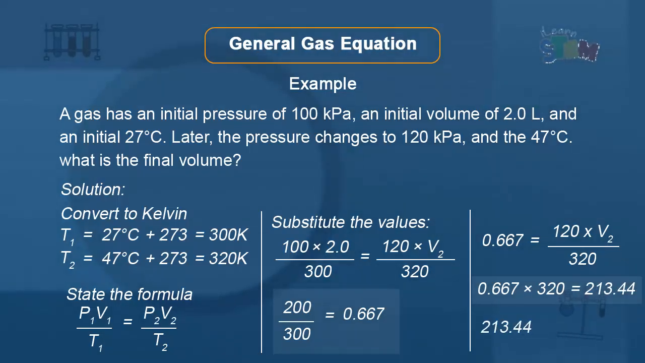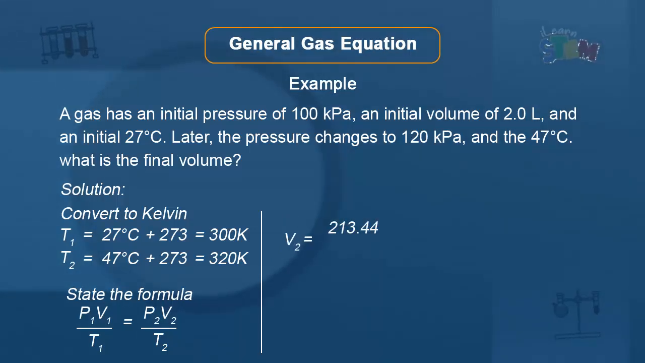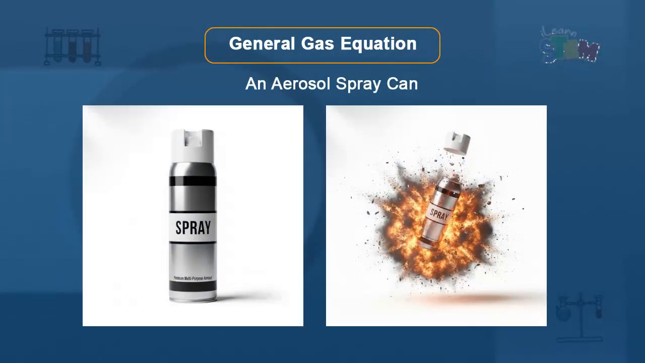213.44. Now we have 213.44 equals 120 times V2. Finally, divide 213.44 by 120. V2 is approximately 1.78 liters. So the final answer is 1.78 liters.